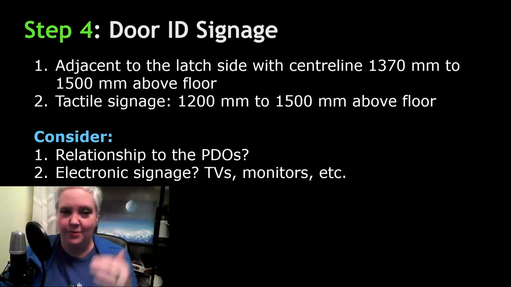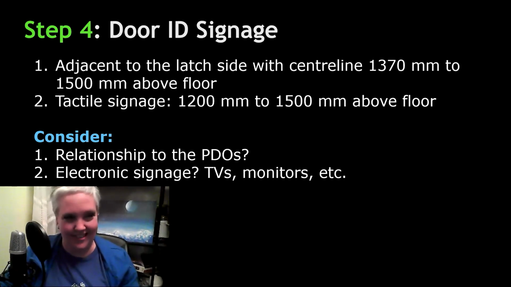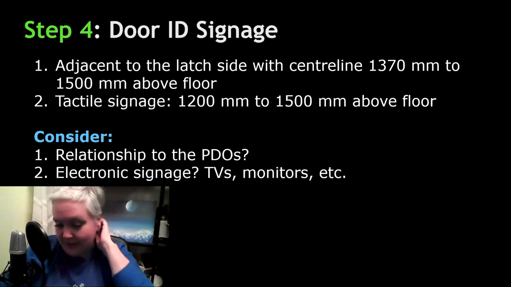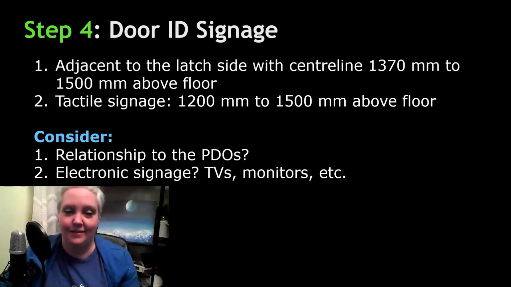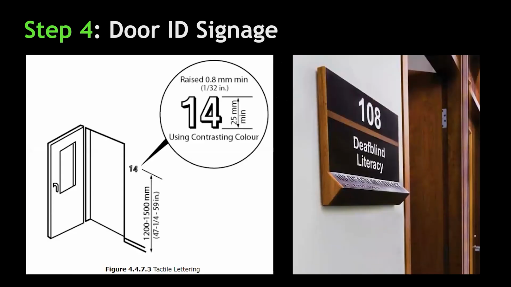But what we also need to consider, if we're looking really holistically at this, is what is the relationship of the signage to the power door operator? If I'm coming up, if I'm blind particularly, how do I see those things? And what about electronic signage? Everybody wants to use touchscreen kiosks. How do we do that? If we provided TVs or monitors or meeting sign-in at meeting rooms, how do we make that accessible as well?